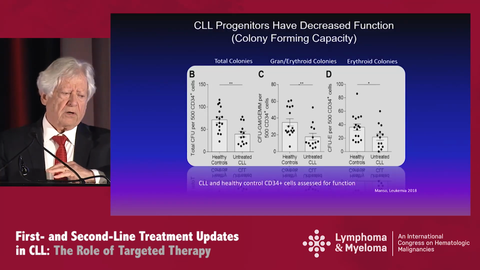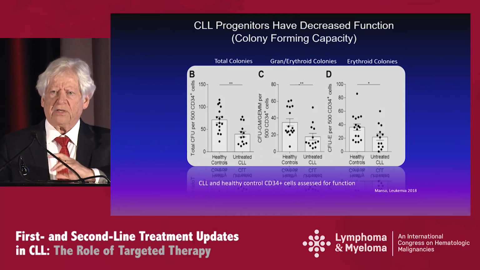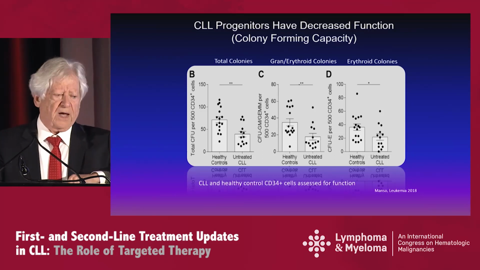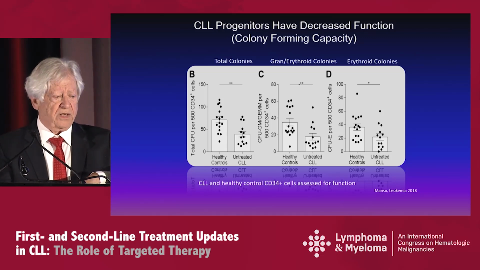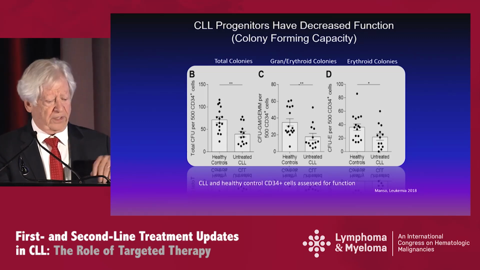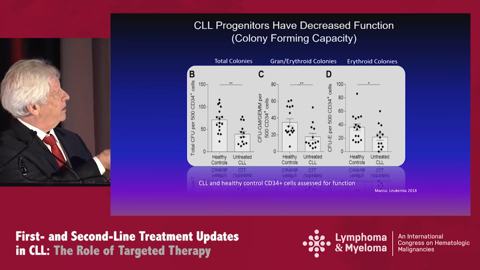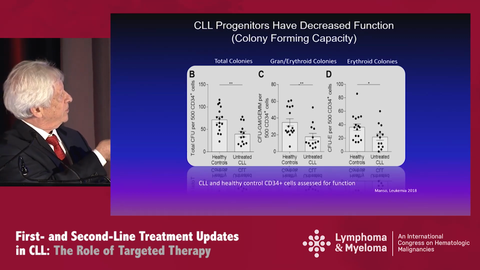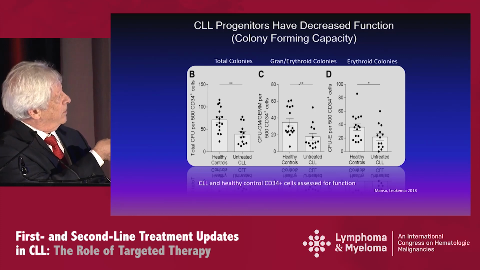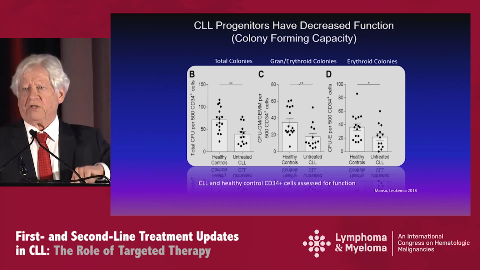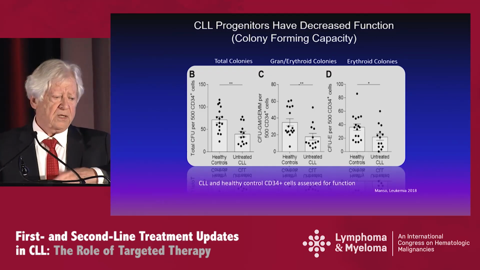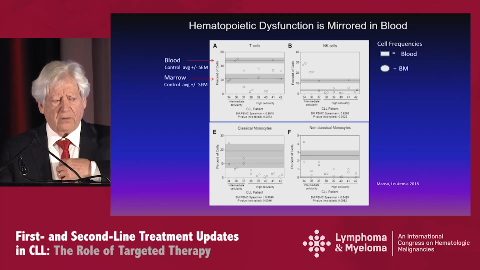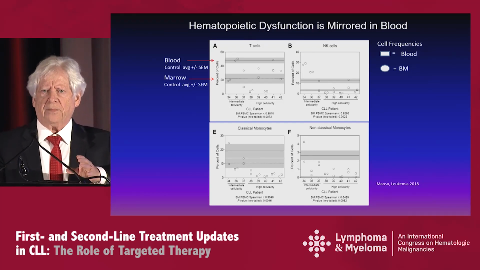Also, these progenitors have decreased function. Their colony-forming capacity is much worse than the controls we studied. So what you see here on the left-hand side are total colony formation of untreated CLL compared to healthy controls. And this was true for total colonies, but also you can subdivide them into granulocyte erythroid and erythroid colonies. We still see deficiencies. We also found that this hematopoietic dysfunction can be mirrored in blood.